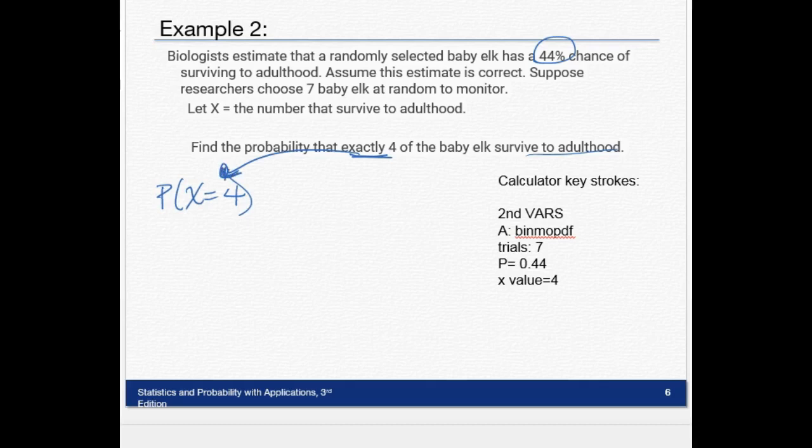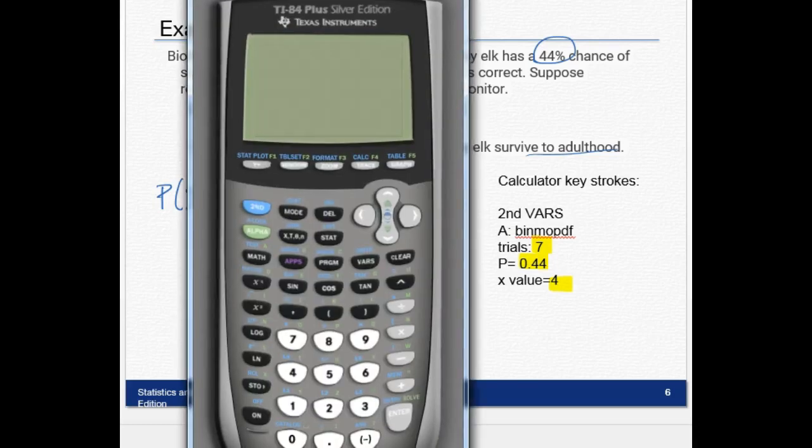It's kind of crazy, but I want you to pause the video and write down these keystrokes. Now, the number of trials, the p-value, and the x value change problem to problem. I put in right here which ones are specific to this baby elk problem, but you would enter those values differently on every problem. So pause the video to write these steps down, and then I will walk you through it on the calculator.